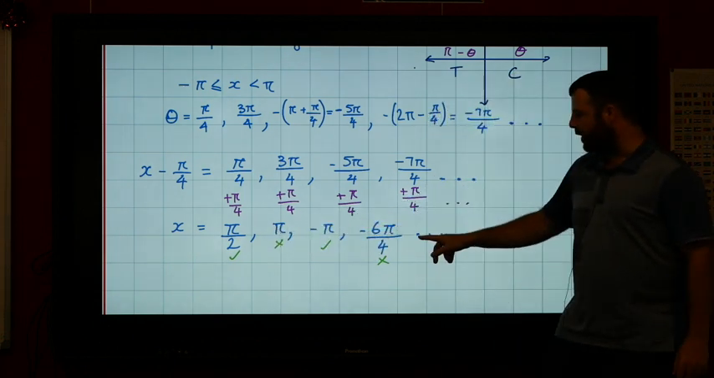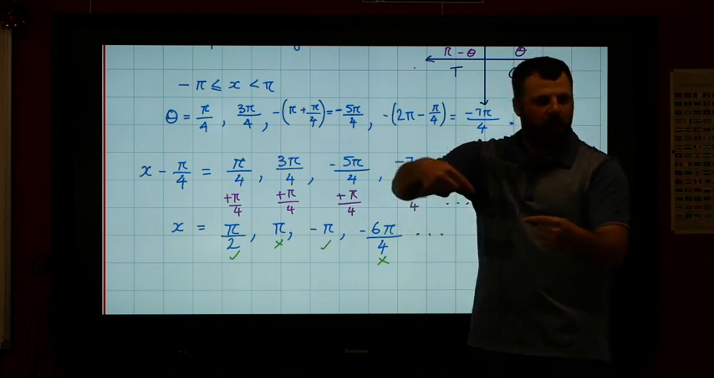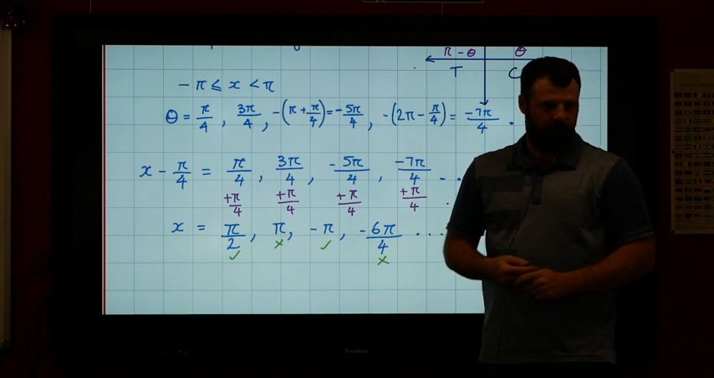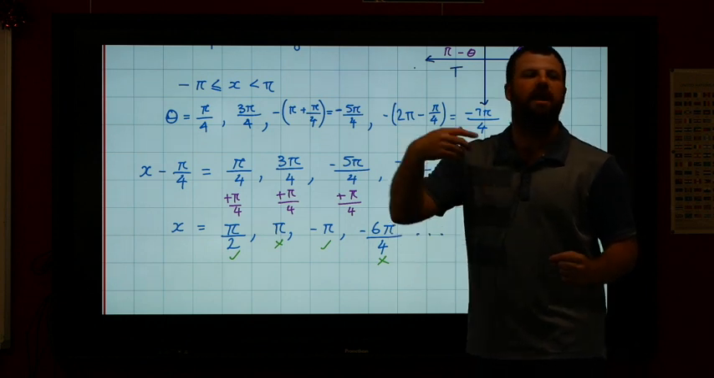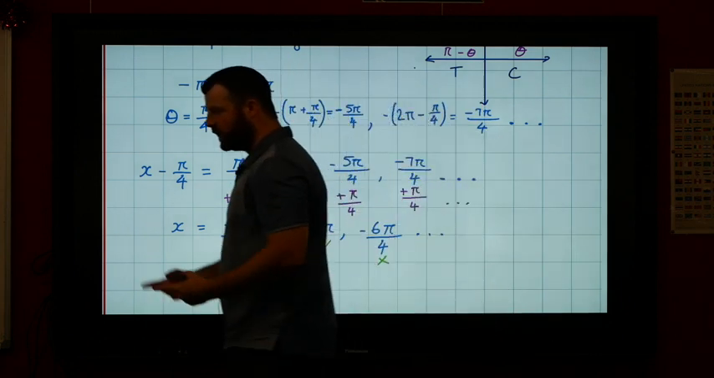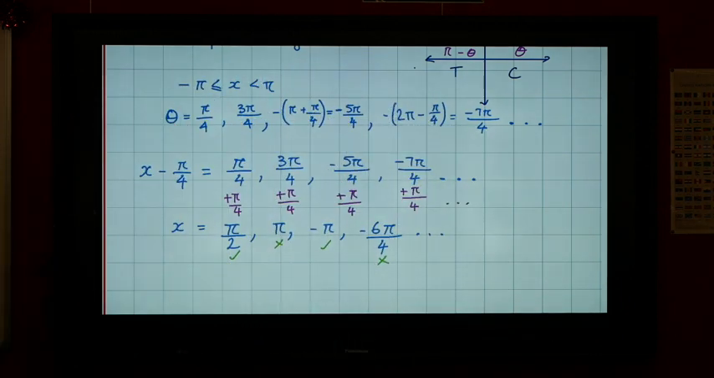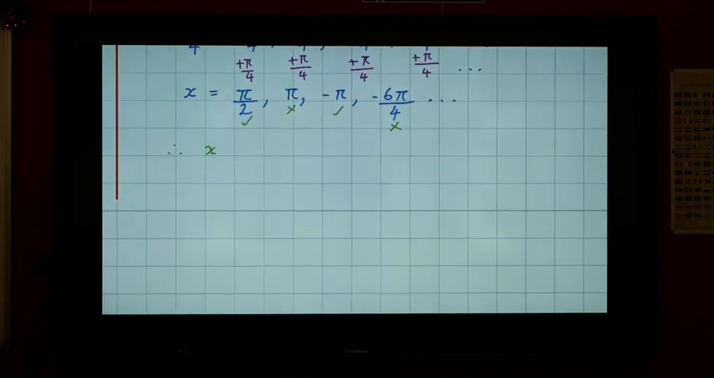Once you've found these and all of them work, you just add the period, and that will give you your next lot of solutions. Does that make sense? If they're still in the domain, you keep going, because it's the same pattern over and over until you get something that doesn't work. And once you get the first thing that doesn't work, that's when you know you've got enough solutions. So therefore, x is equal to pi on 2 and negative pi. Was that okay? Cool. Hopefully that explained some stuff there.